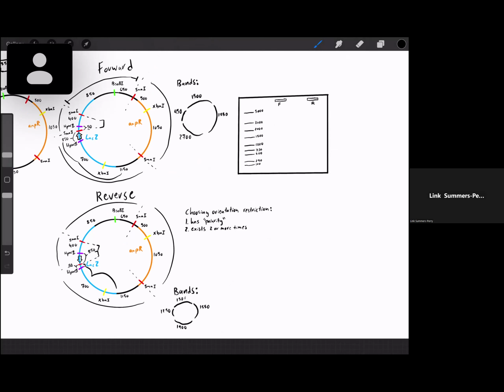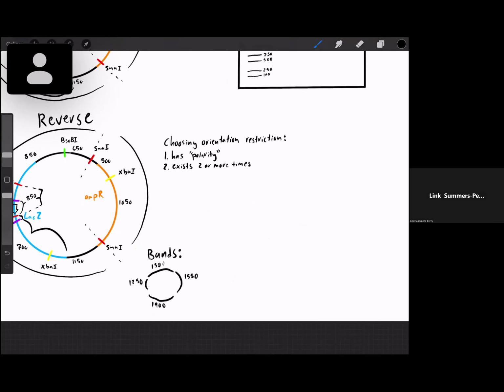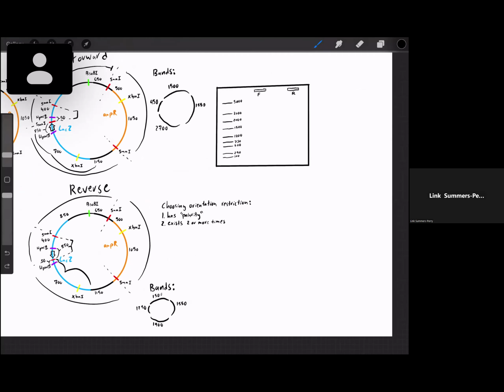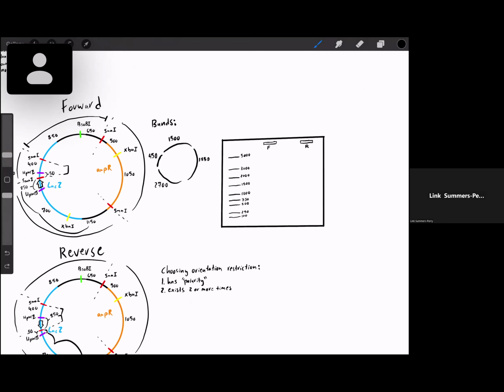Okay. So our answer, if she was to ask what would the reverse and forward orientation band sizes be, is we would just list them. We would just say 1,250, 1,500, 1,550, 1,900. And yeah, we would do the same thing for the forward orientation. If she asks us to either identify whether or not this gel that we ran is forward or reverse, or if she asks you to draw the gel electrophoresis, this is how you would do it.